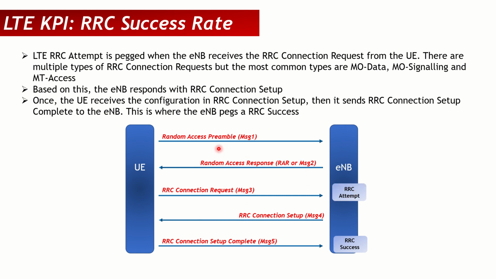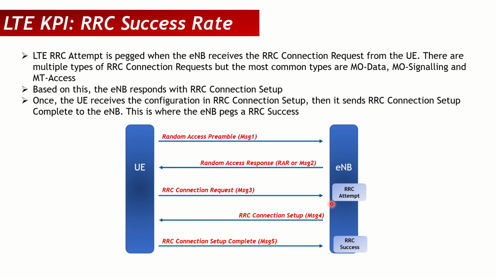If we have, let's say, a high number of RACH failures, if the user is sending a preamble and we are not getting it, or the user is getting the random access response but we are not getting the RRC connection request, in those cases the RRC KPI will not be impacted. So the RRC KPI starts at message 3. Any issues before that will be pegged in the RACH KPI, but they will not really be pegged in the RRC KPI.